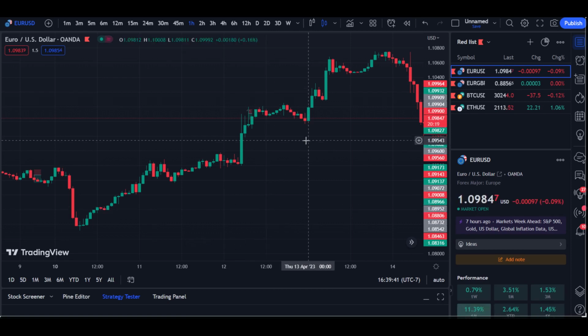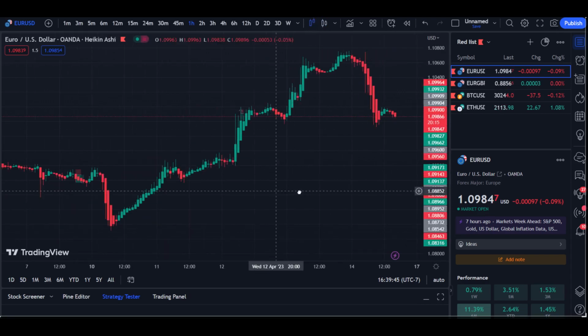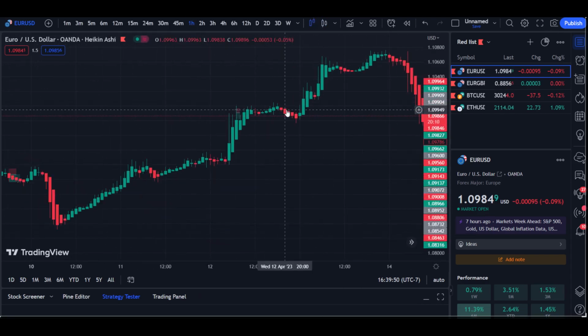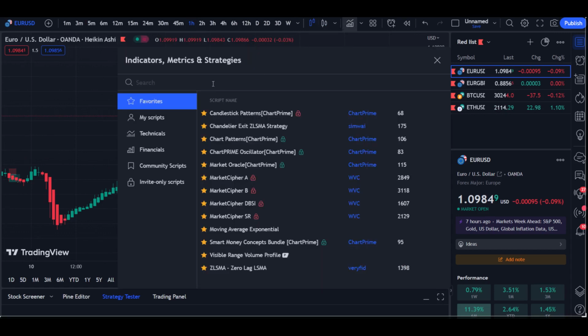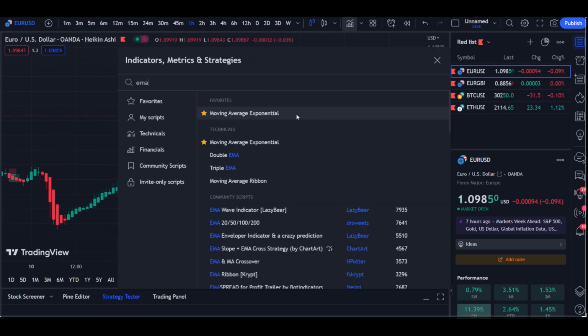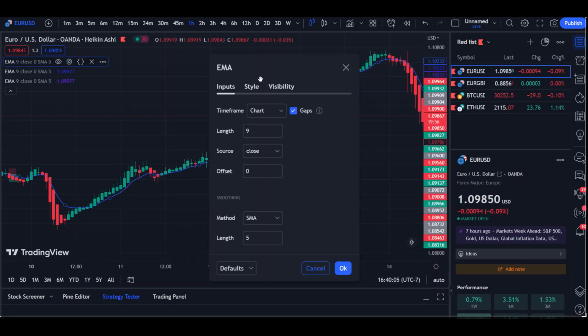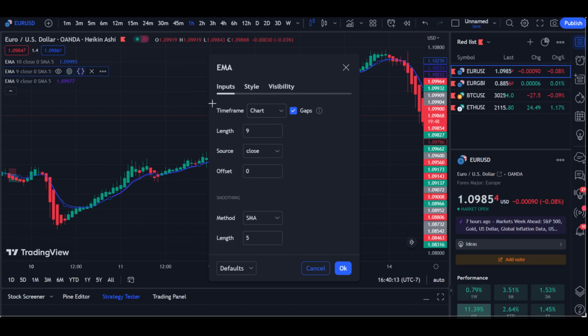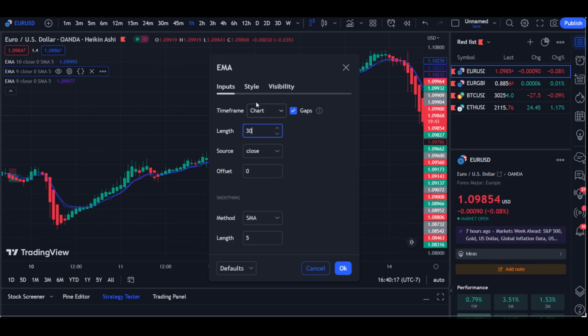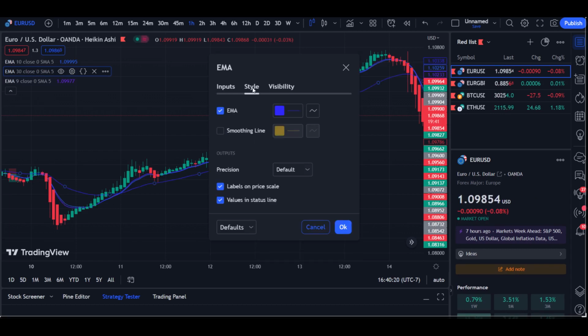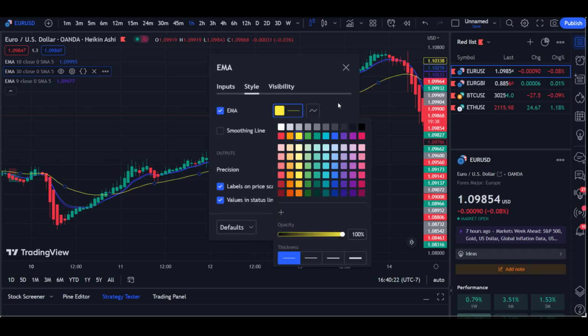So for today's strategy, the very first thing that we're going to do is click on the Heikin Ashi candles. We're going to make sure we're on the 1 hour time frame, and then go up to indicators. We're going to go to the EMA and click on it 3 times. For the first EMA, we're going to go to settings and change the length to 10. For the second EMA, we're going to change the length to 30 and go to style. We're going to make sure that this line is yellow.